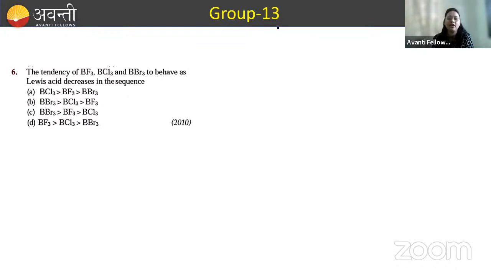Next problem: the tendency of BF3, BCl3, BBr3 to behave as Lewis acid decreases in the sequence. So this is a very important problem. In most of the exams, most of the time this problem is asked. ठीक है, so the tendency of BF3, BCl3, BBr3 to behave as Lewis acid decreases in the sequence. तो Lewis acid जैसे ये behave करते हैं बोरॉन के सारे हेलाइड्स, we know this, but उनकी जो टेंडेंसी है लेविस एसिड जैसे बिहेव करने की, वो किस तरह से डिक्रीज होती है? BF3 सबसे कम है, देन BCl3 है, देन BBr3 है.